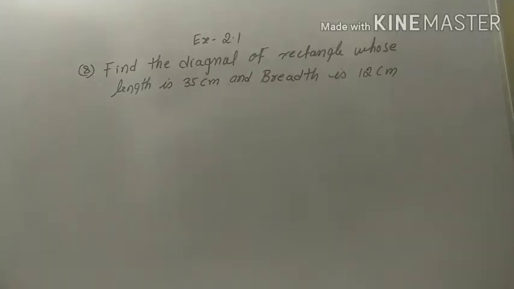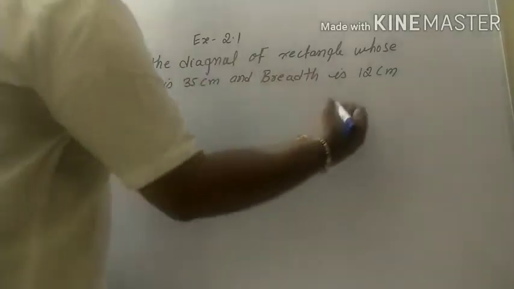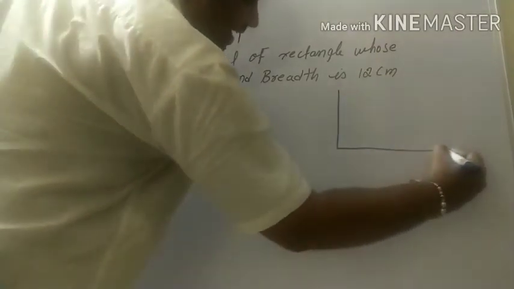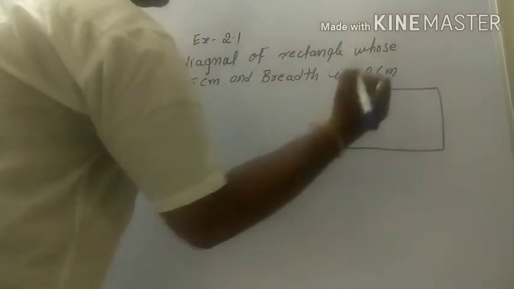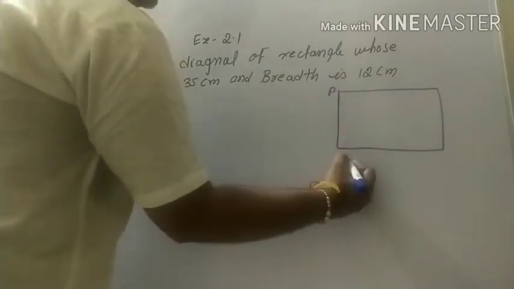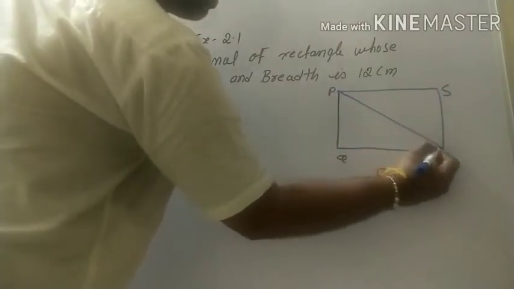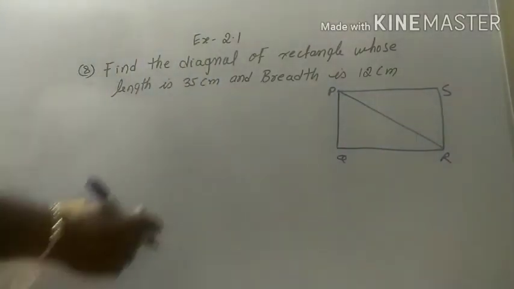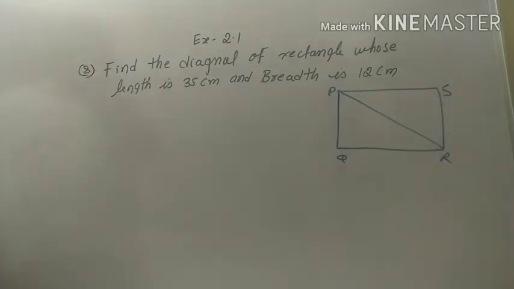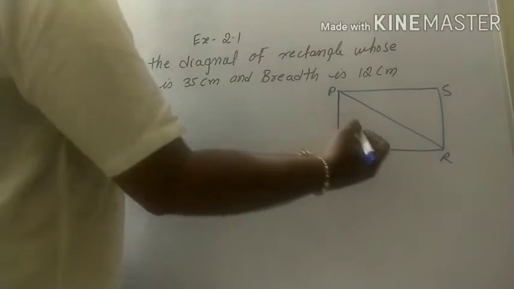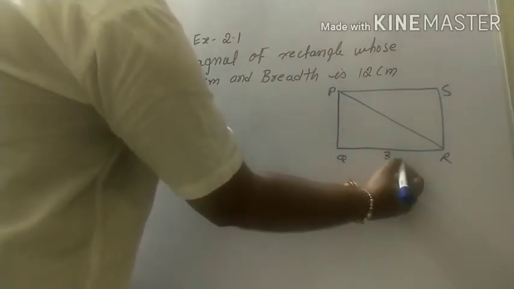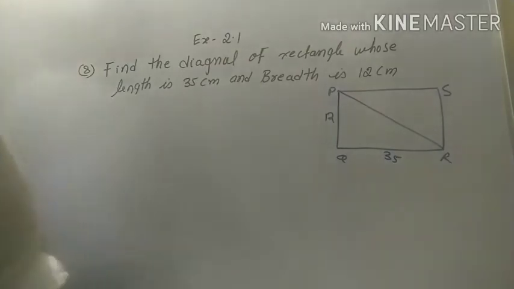Question number 8. Find the diagonal of a rectangle whose length is 35 centimeter and breadth is 12 centimeter. First we draw a rectangle. This is rectangle PQRS, and this is the diagonal PR. The length is 35 centimeter and the breadth is 12 centimeter.